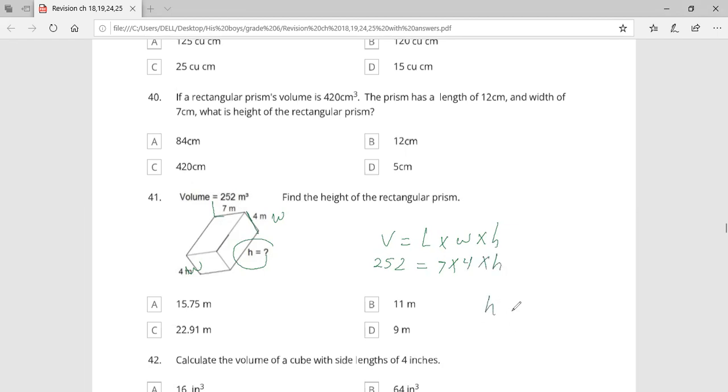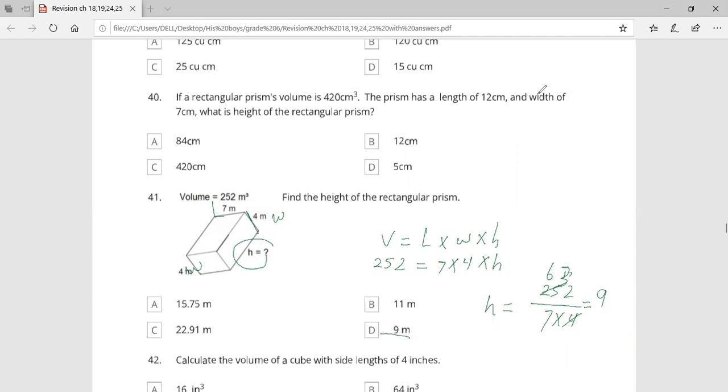Again, we can divide both sides by 7 multiplied by 4. Here is 252 over 7 multiplied by 4. You can simplify as you like. Maybe 25 divided by 4, we get 6 and remainder 1. 12 divided by 4, we get 3. 63 divided by 7 equals 9. It is how to get it like this.